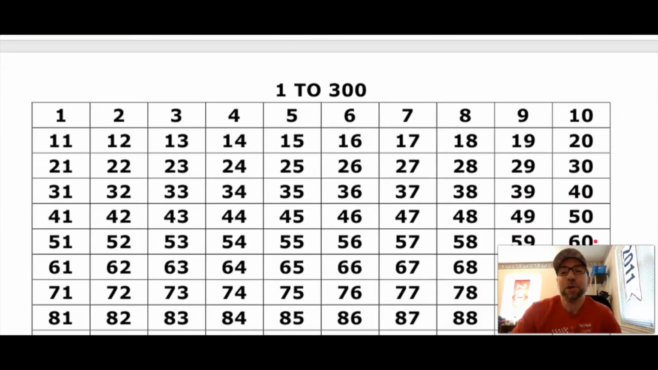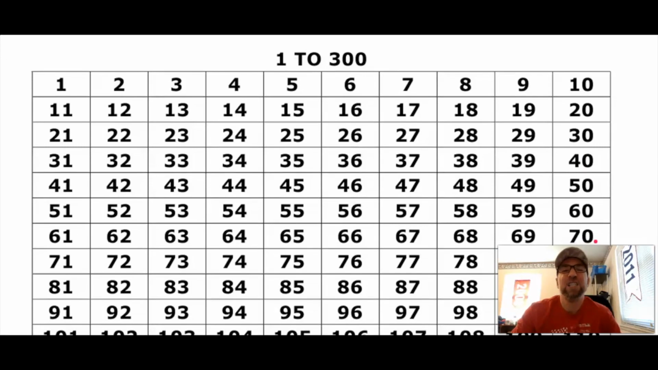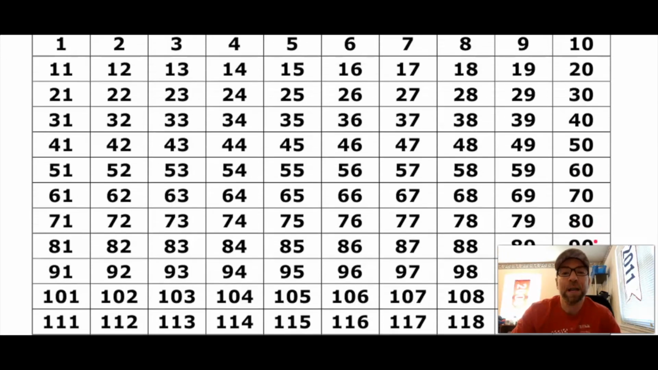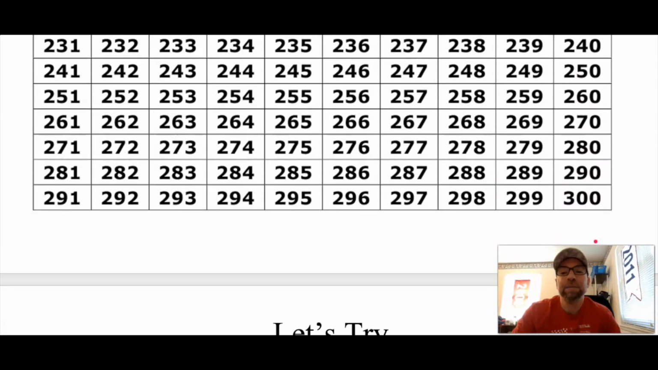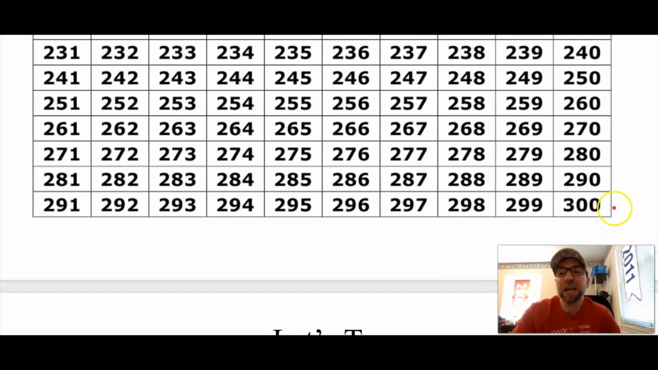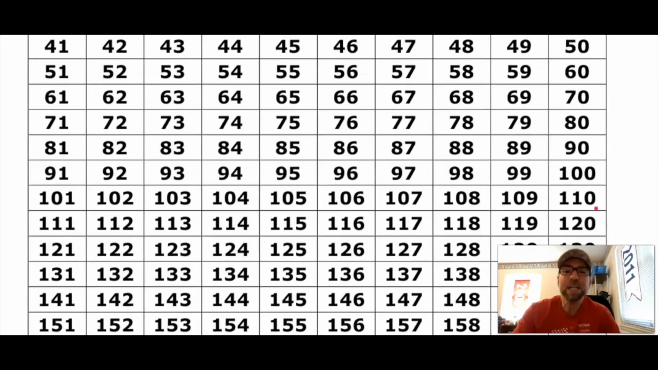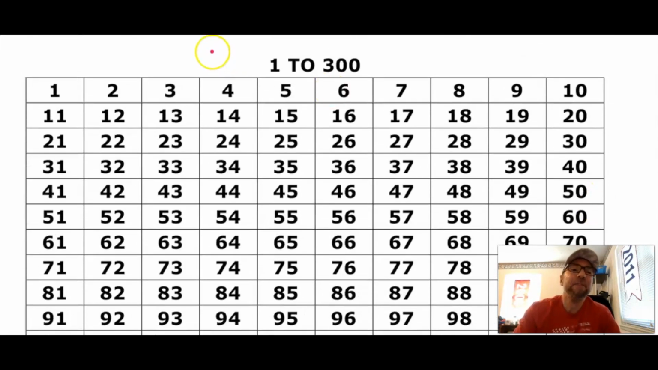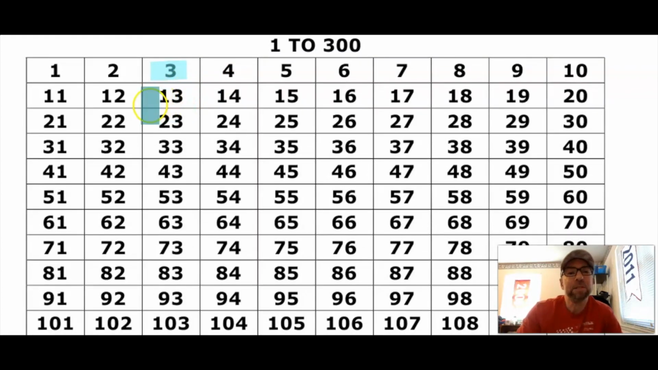Now I'm going to show you a different number grid. This number grid starts at the number 1, and it goes all the way to the number 300. 100. Wow! So here's what we're going to do. I wanted to just show you that if I pick any number and I add 10 to it, let's see, I'm going to start with 3. Look what happens when I add 10.